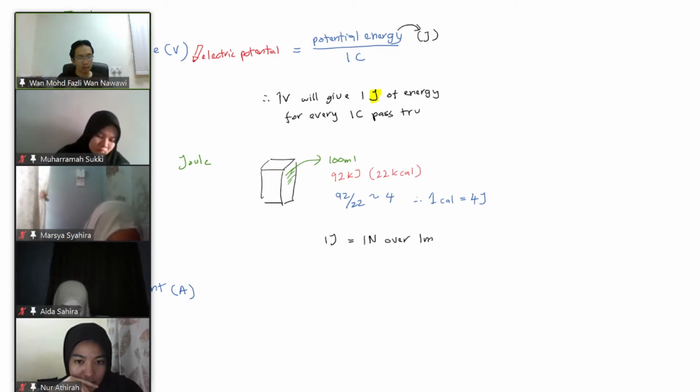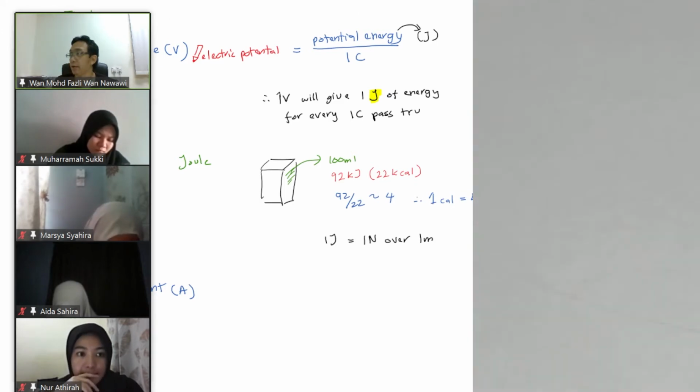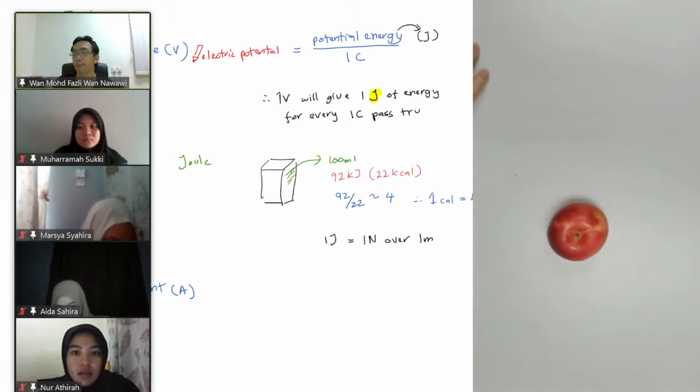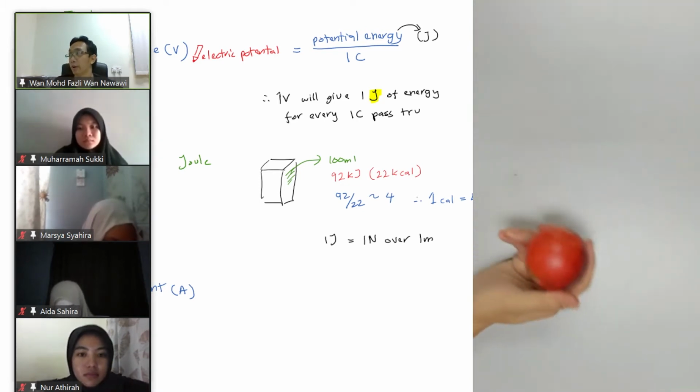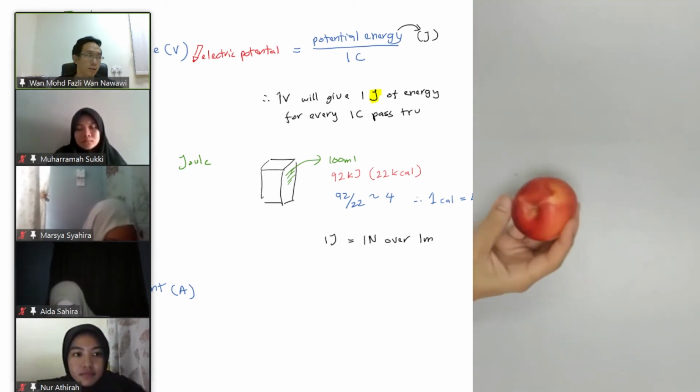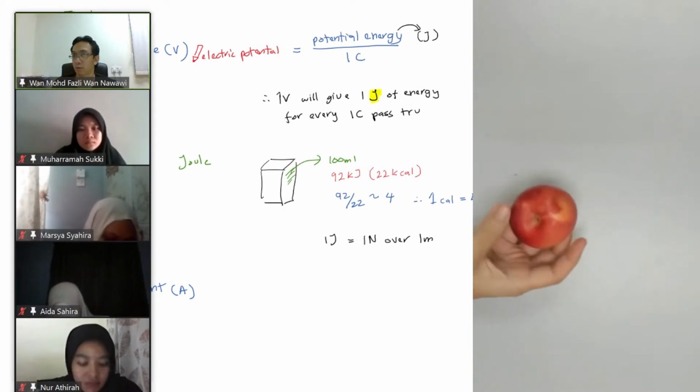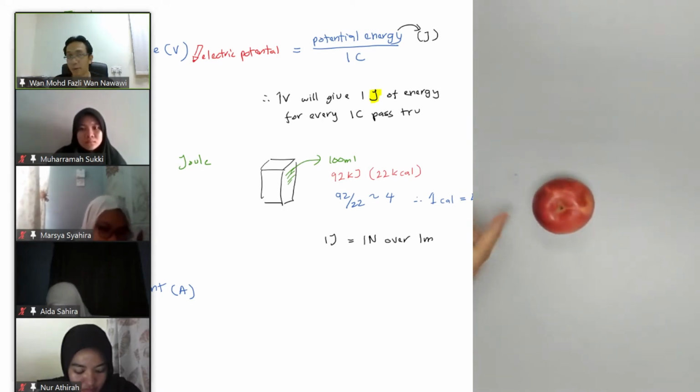So basically, 1 joule of energy is equivalent to exerting 1 Newton of force over 1 meter. For example, you know this apple, right? This apple is 1 Newton. We learned before that roughly the weight is 100 grams. So when you put it on the table, the force bringing it down is around 1 Newton.